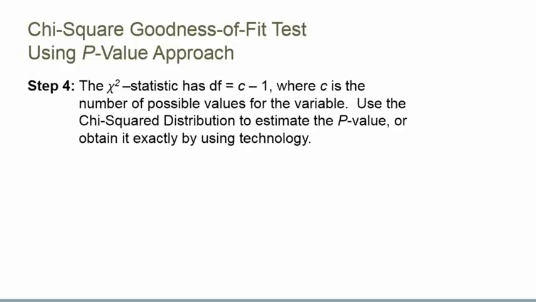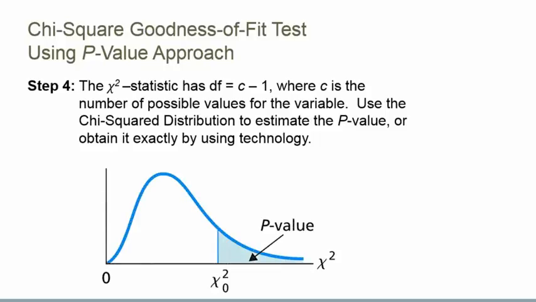Chi-square goodness of fit test using the p-value approach. Step 4. The chi-square statistic has degrees of freedom equal to C minus 1, where C is the number of possible values for the variable. Use the chi-square distribution to estimate the p-value or obtain it exactly by using technology. The p-value is the area to the right of chi-squared sub 0, the test statistic.